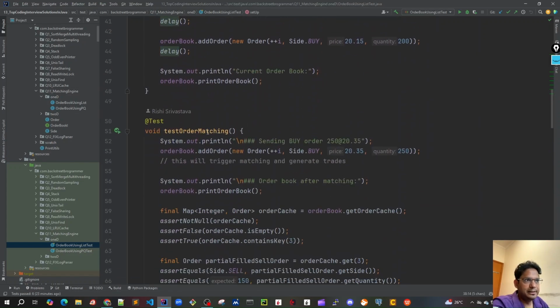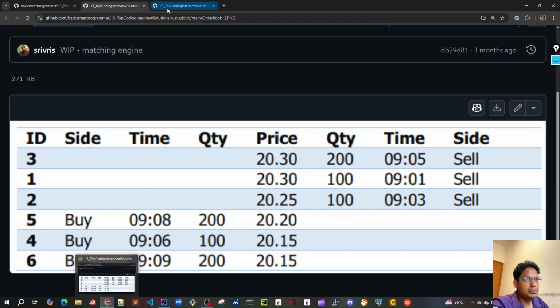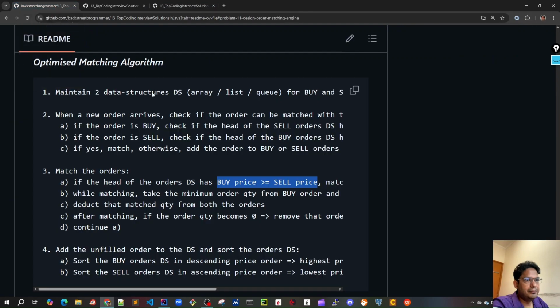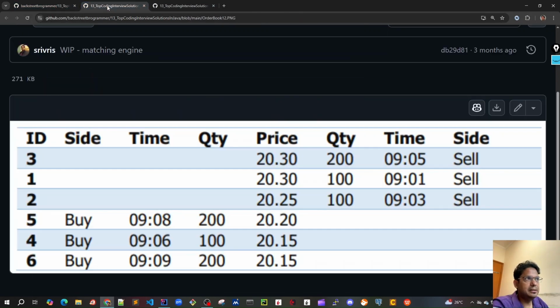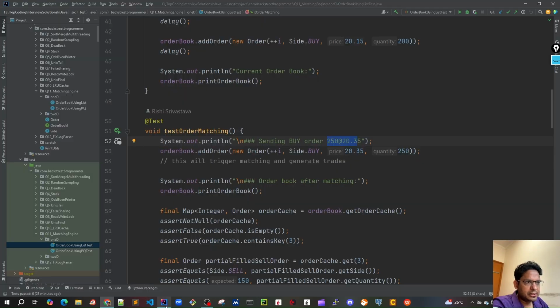And then we are doing this test order matching when we send a buy order of, say, 250 at 20.35. Now, if I go back again to the same design, if I receive a new buy order of, say, 20.35, which is higher than all the prices we have on the sell side, 20.25, and even higher than 20.30, it means that we have a potential match. After that, the matching would be done. So after matching everything, we expect that there would be at least, I think, let me check the total design once again.